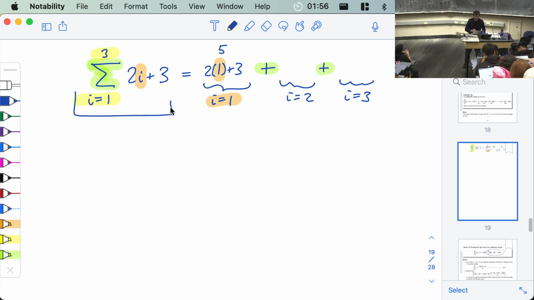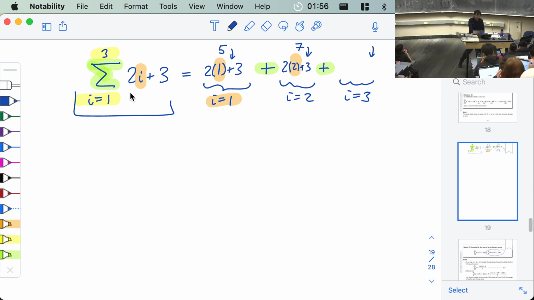So this whole thing means add them all up. I don't want just 5. I want 5 plus the next number plus the next number. What are the numbers? The next number is going to be 2 times 2 plus 3. 2 times 2 plus 3, which is also known as 7. 2 times 2 is 4 plus 3 is 7. Or you could say we went up by 2 from 5, right?